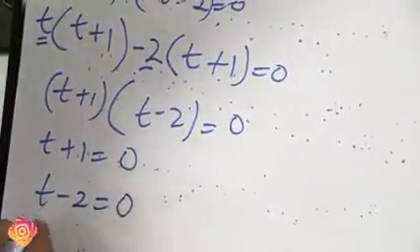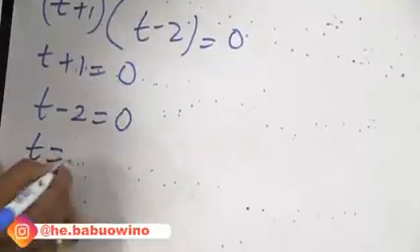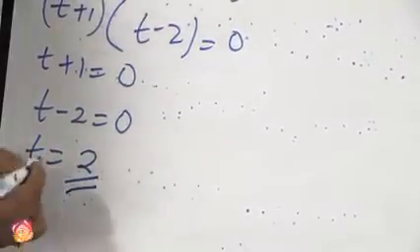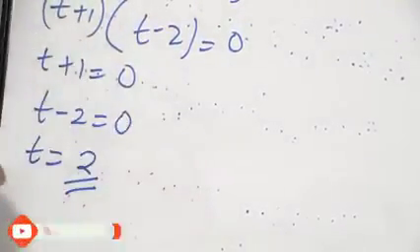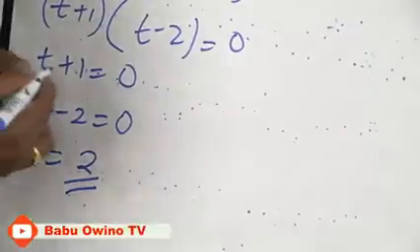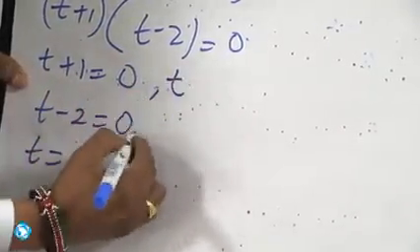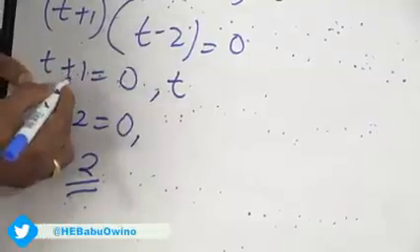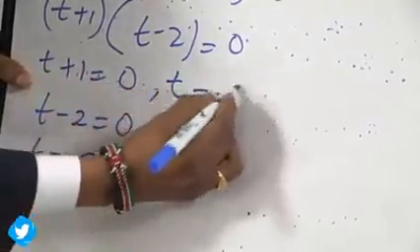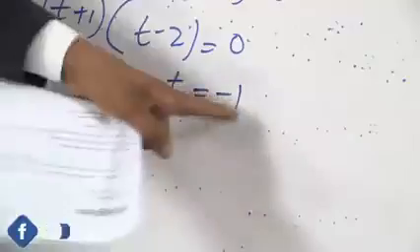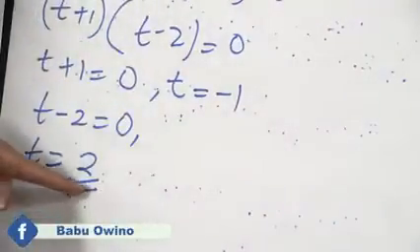Therefore, t equals 2, because when negative 2 crosses to the other side, it becomes positive 2. And here, when positive 1 crosses the other side, it becomes negative 1. So we have t equal to negative 1 and t equal to 2.